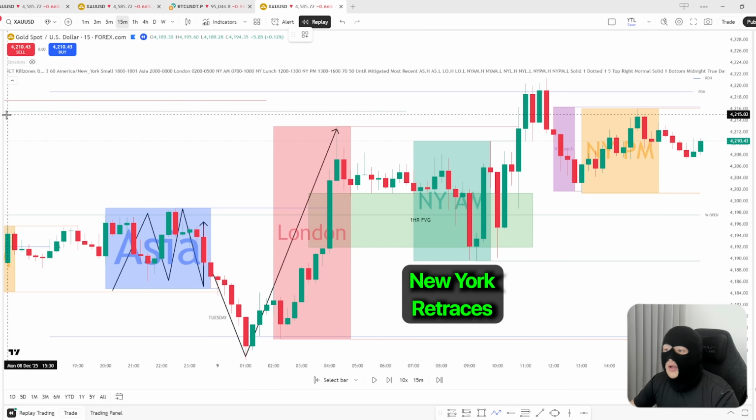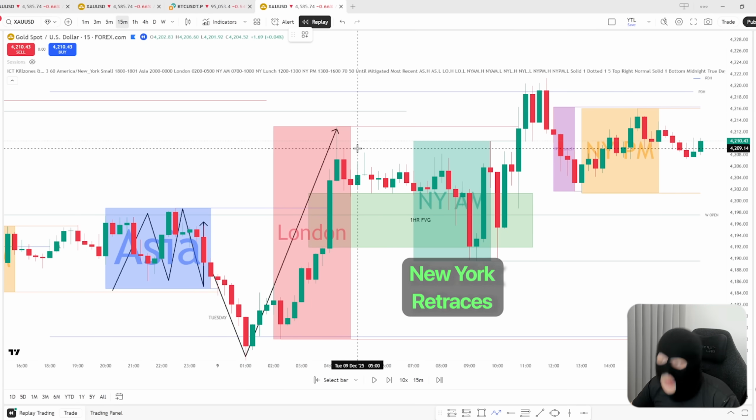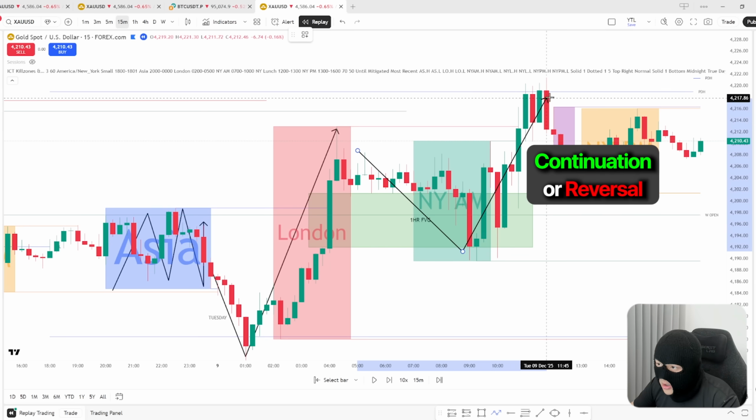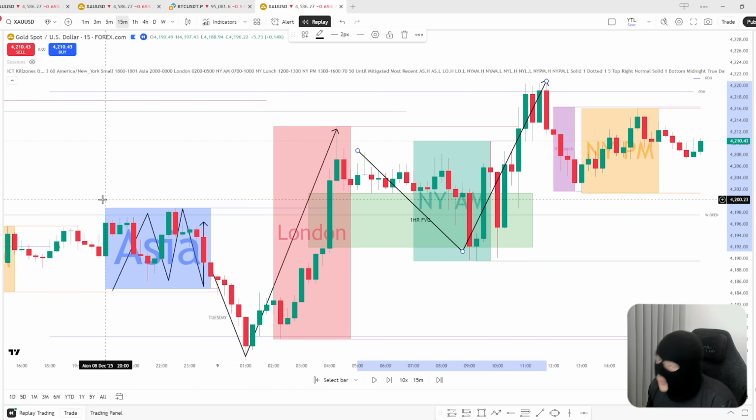Number 4, coming into the New York session, price will tend to retrace. And last but not least, for the rest of the New York session, we will see a continuation or a reversal. That's the rough daily profile. Now, for a disclaimer, does this happen every single day? No. But this framework keeps you aligned with probability instead of just guessing.